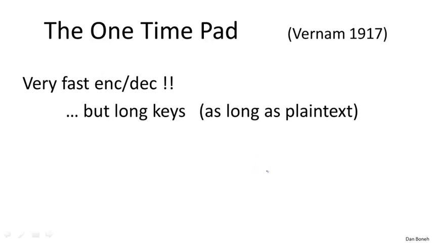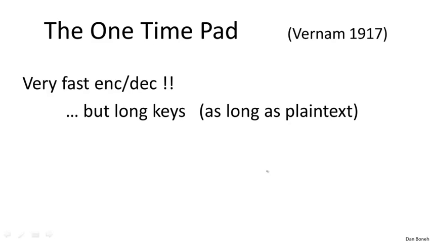So the one-time pad is really cool from a performance point of view. All you're doing is XORing the key and the message. So it's a super, super fast cipher for encrypting and decrypting very long messages. Unfortunately, it's very difficult to use in practice. The reason it's difficult to use is the keys are essentially as long as the message.